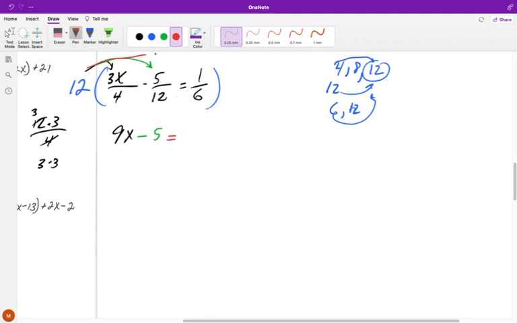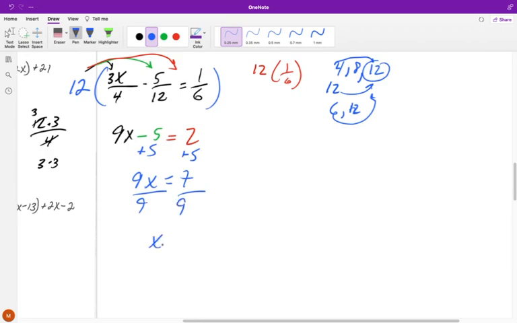Is equal to, and when I multiply here, it becomes 12 times 1/6, which is the same as 12 divided by 6, or 2. And now from here, I'm left with a regular basic problem that we should all know how to solve. So I add over the 5, add over the 5, so 9x is equal to 7, divide by 9, x is equal to 7/9.